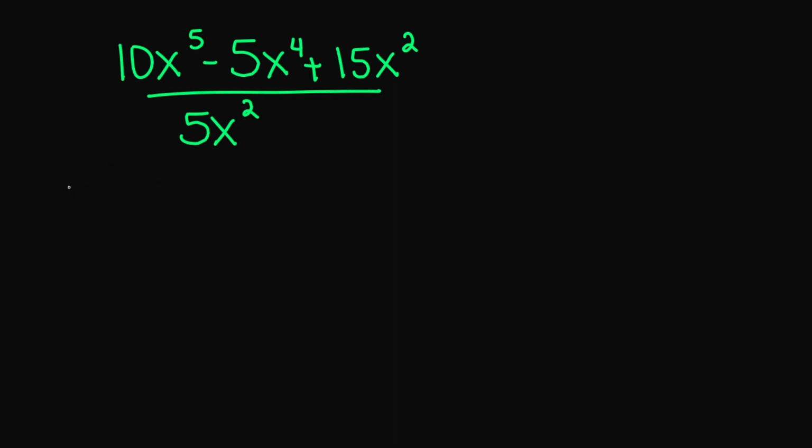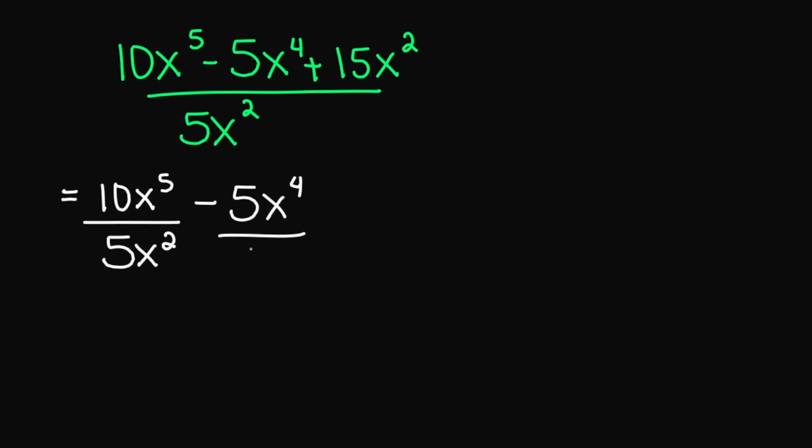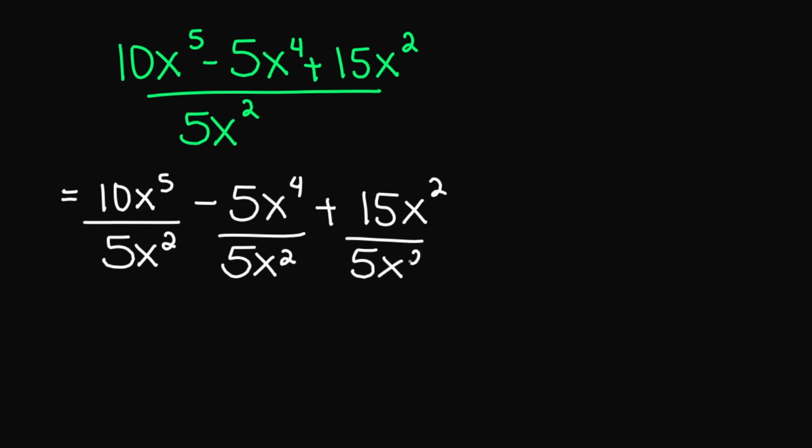So 10x to the fifth minus 5x to the fourth plus 15x squared. Let's look at this example. I'm going to divide each term by the divisor. So we have 10x to the fifth divided by 5x squared, minus 5x to the fourth divided by 5x squared, and then plus 15x squared divided by 5x squared. 10 divided by 5, this is going to equal 2.